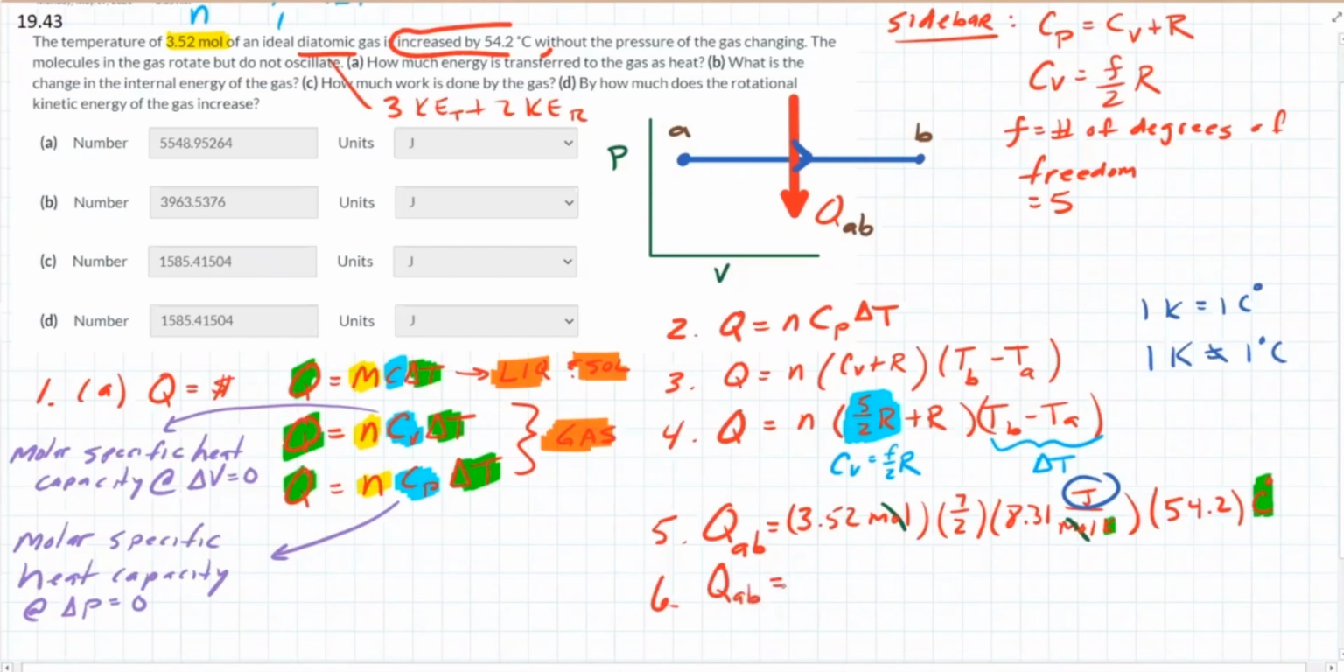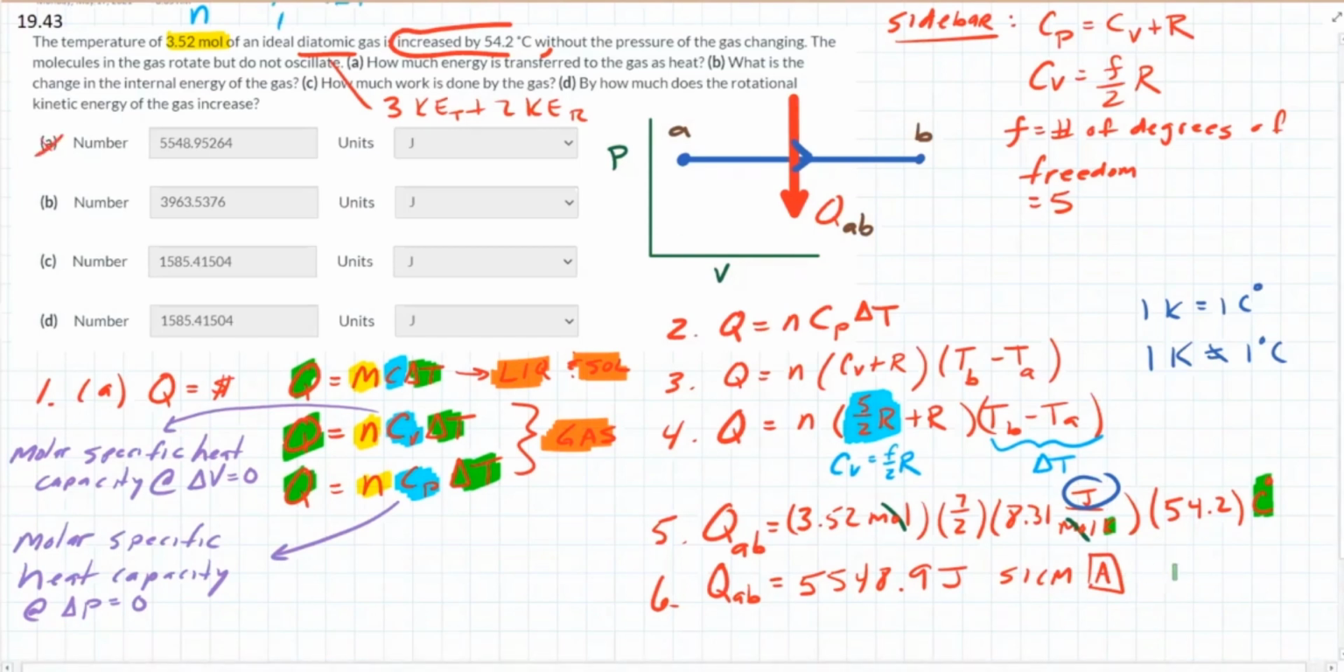This is how much heat you have to add to your engine or balloon or whatever this is to increase its volume. Why do you want to increase volume? Because increasing volume means you're doing work. This device is doing work for you. 5548.9 and some change joules. Store in alpha A. Okay. Done with part A.